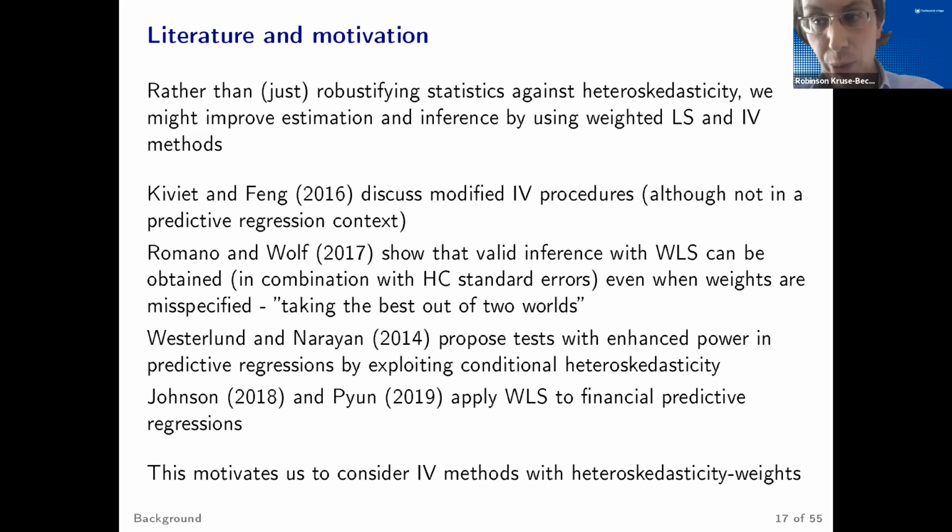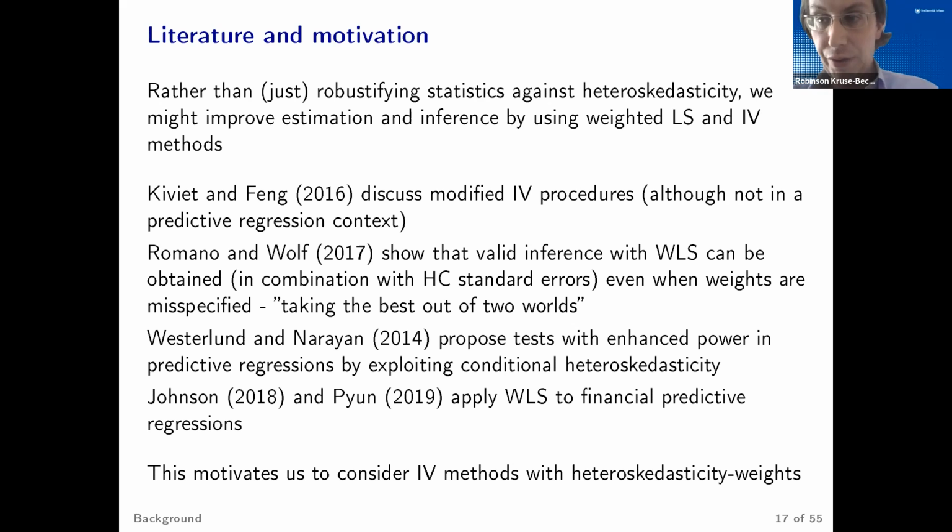The idea of using weighted instrumental variables is not new. Kuersteiner and Feng have a discussion on that. The idea to combine weighted least squares with still HC standard errors, which we are going to do, is also considered in Romano and Wolf. And Joakim Westerlund and his co-author have considered predictive regressions also in the conditional heteroscedasticity framework. And the WLS idea is also picked up in the financial predictive regression literature already. So this is the motivation for using IV methods with heteroscedasticity weights.